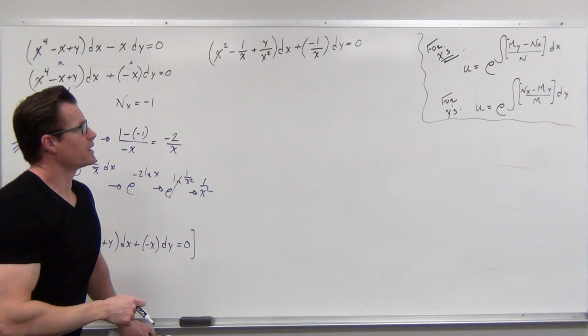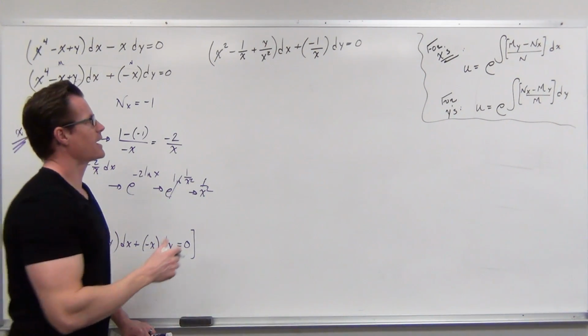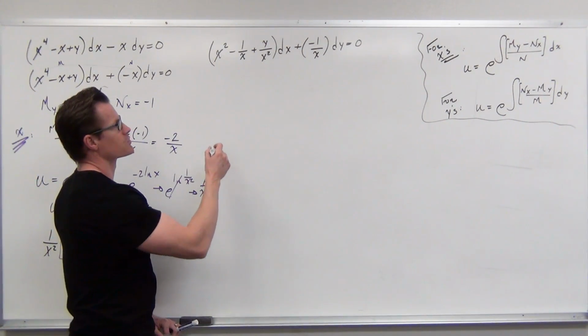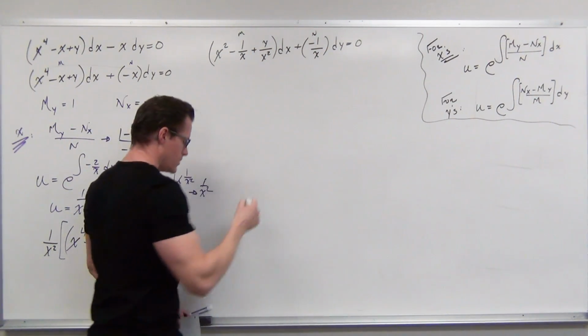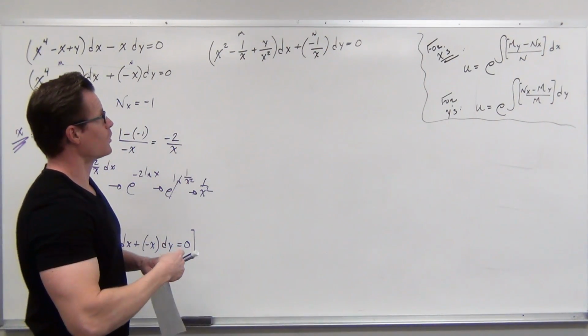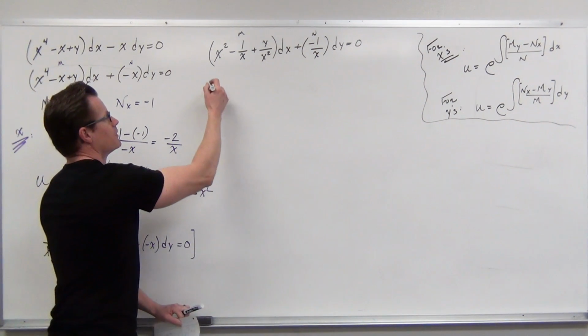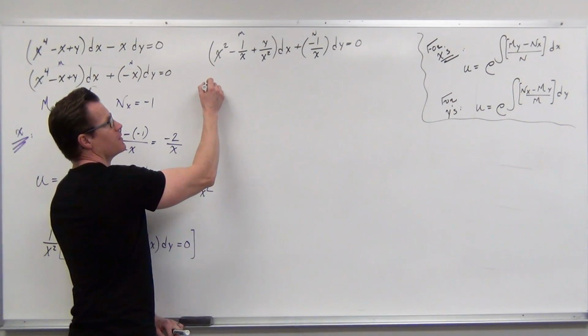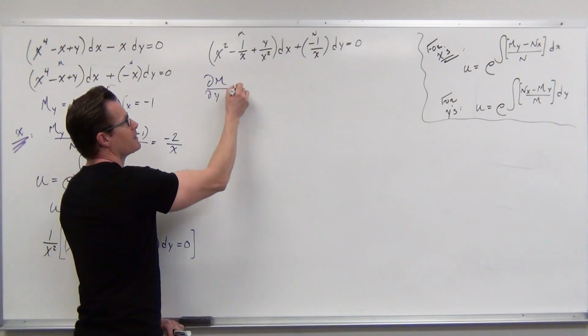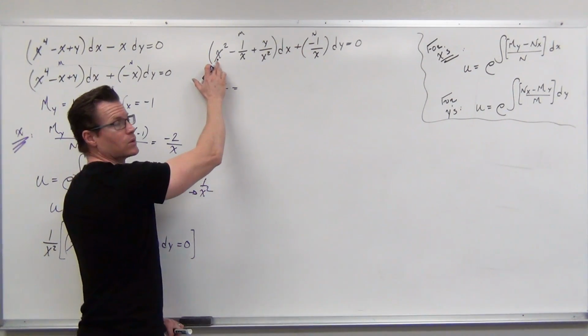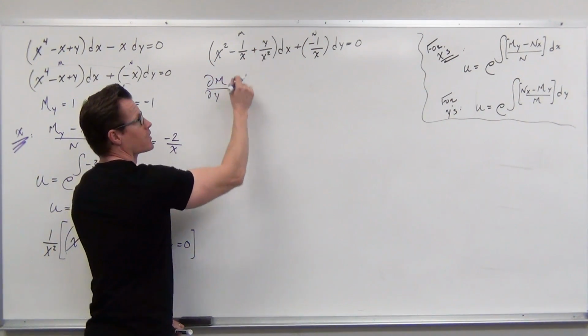And so let's go ahead and test it. Let's see if it's actually an exact differential equation by finding our mixed partials. This is our new M, and that's our new N. Well, when we try it, the partial derivative of M with respect to y, 0, cool, 0, 1 over x squared.